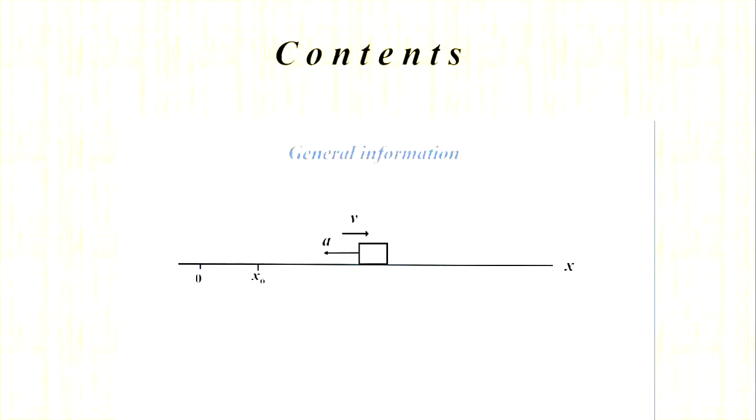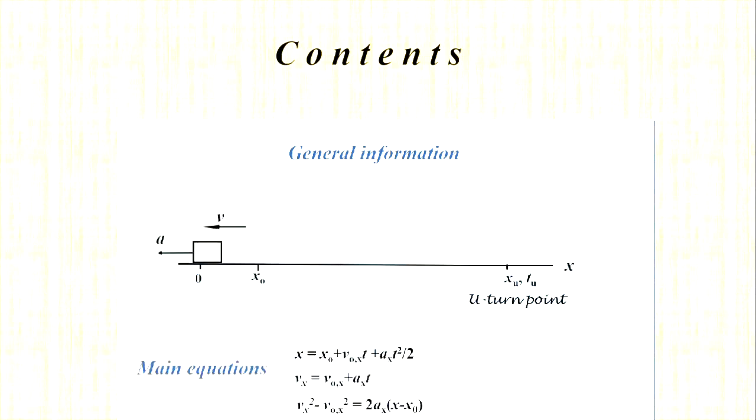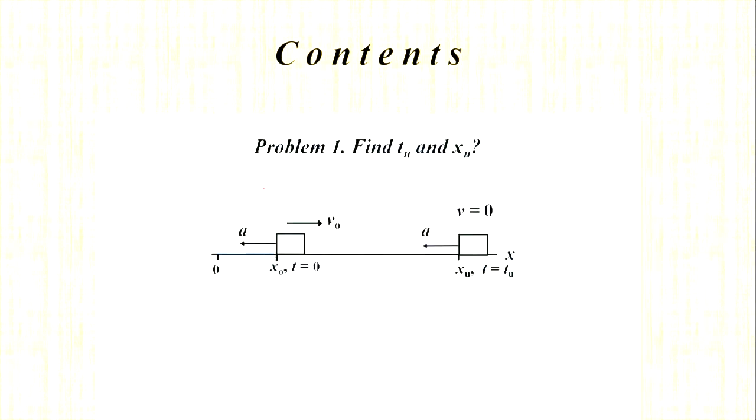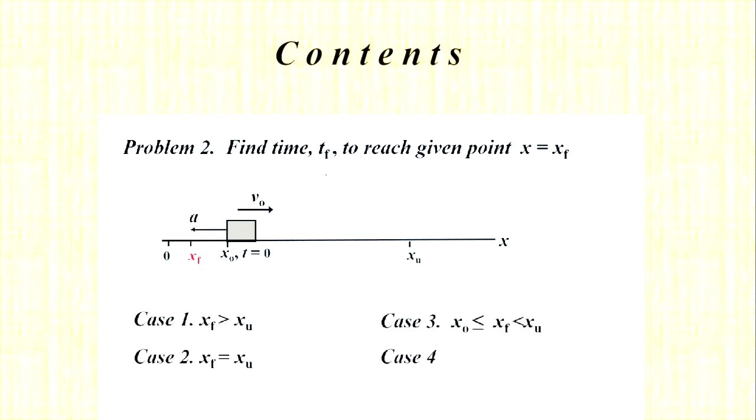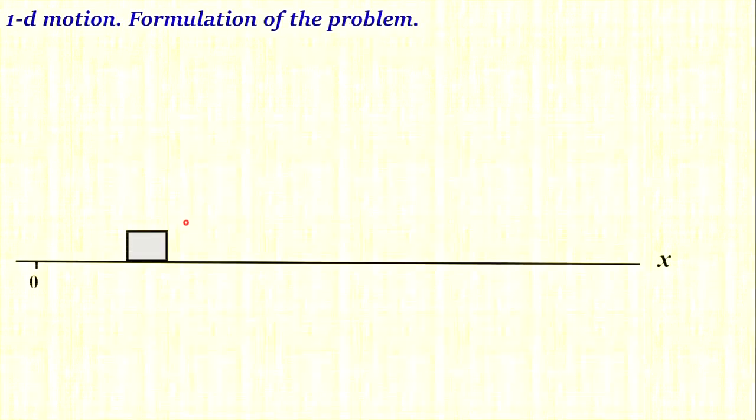In this video, you will find general information about one-dimensional motion with constant acceleration, including the definition of the U-turn point. Then we will determine the time to reach the U-turn point and its location. Finally, we will analyze the motion of an object in several specific cases, emphasizing the tricky features which one can encounter. Let us consider an object which can move along a straight line.